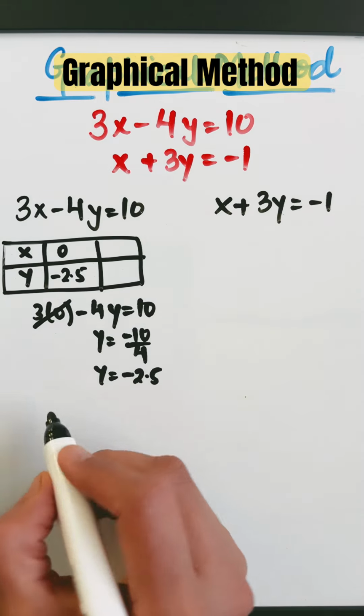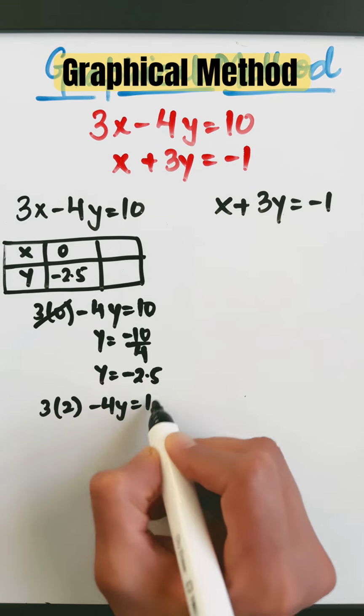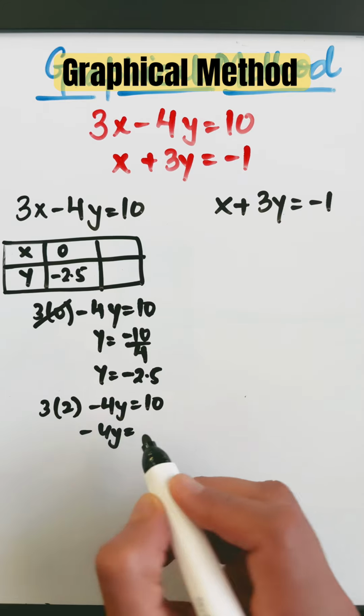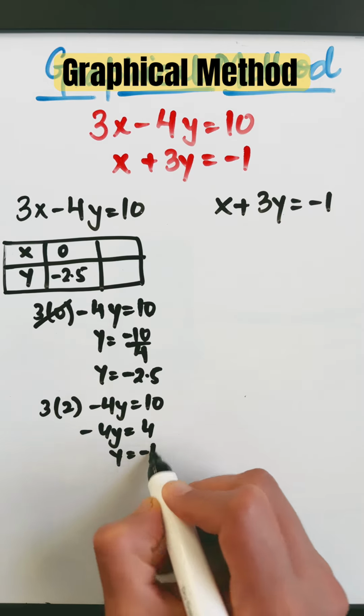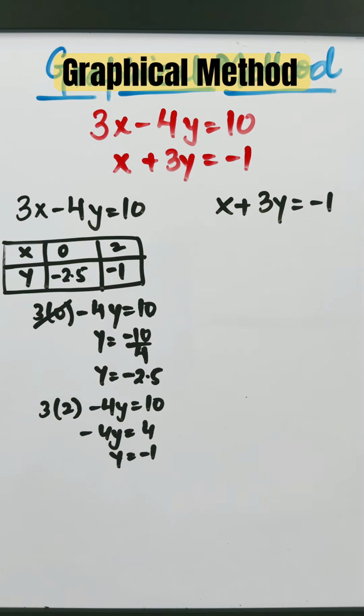Now if I take x as 2, so 3 times 2 minus 4y equals 10. It gives me minus 4y equals 10 minus 3 times 2, which is 6. 10 minus 6 is 4. So y comes out to be minus 1. So for x 2, my y is minus 1. So we are done with the first equation.